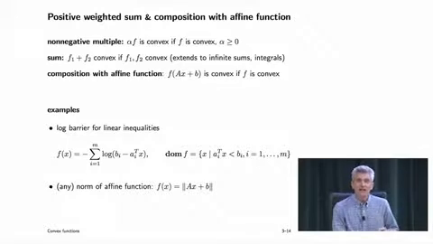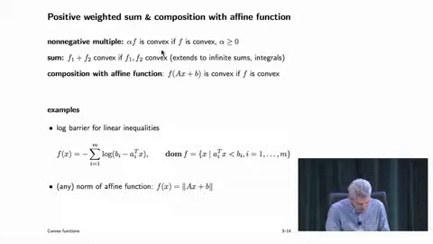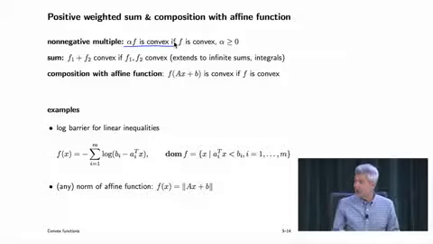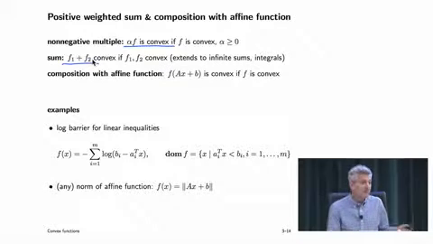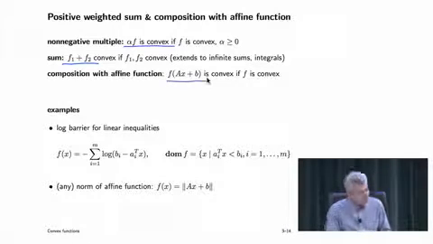All right, so let's start with the obvious ones. I mean, positive weighted sum and composition with an affine function. So non-negative multiple, I mean, these are kind of obvious. By the way, these things do have to be shown, right? So somebody should show them, or you should show them, or something like that. I'm certainly not going to do it here. Sum, right? So if you add two convex functions, it's convex. I mean, it's kind of obvious. Composition with an affine function. If you precompose a convex function with an affine function, the result is convex, right? Same for concave.